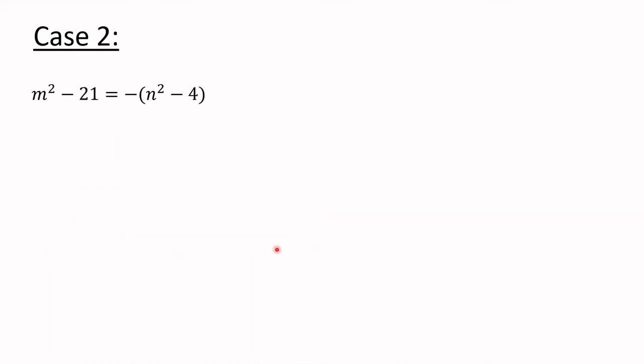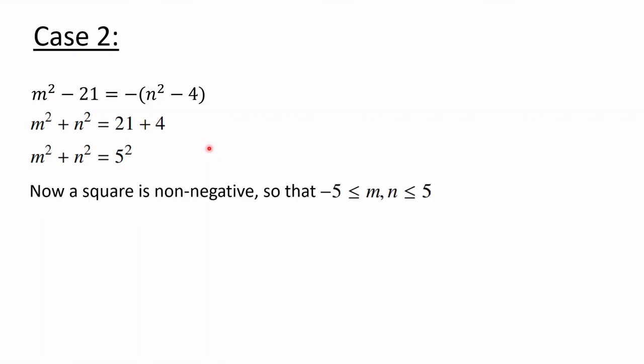Well, in the second case, we're taking the negative case. So we get almost the exact same thing, apart from now this is negative. So if we multiply this through by minus 1 and collect like terms, then this is what we get: m squared plus n squared equals 21 plus 4. You can simplify that, or you can write this in the form of m squared plus n squared equals 5 squared.